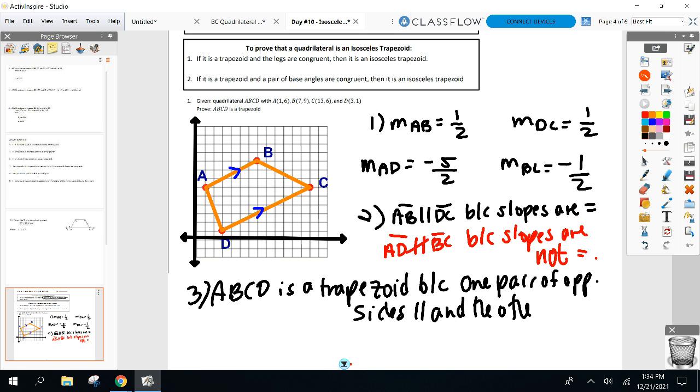Good. Jamie, yeah. Couldn't you just put like an only before that? You could put the word only. Yeah, that's the other way of seeing it, is only one pair of opposite sides are parallel. Perfect.